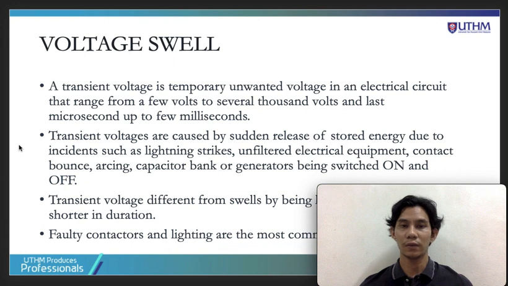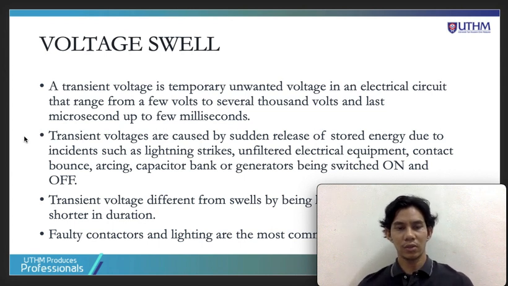The second one is voltage swell. Voltage swell is a transient voltage, a temporary unwanted voltage in an electrical circuit that ranges from a few volts to several thousand volts and lasts microseconds up to a few milliseconds. The transient voltage can be caused by sudden release of stored energy due to incidents such as lightning strikes, unfiltered electrical equipment, contact bounce, and arcing. But faulty contactors and lightning are the most common causes in this voltage swell.